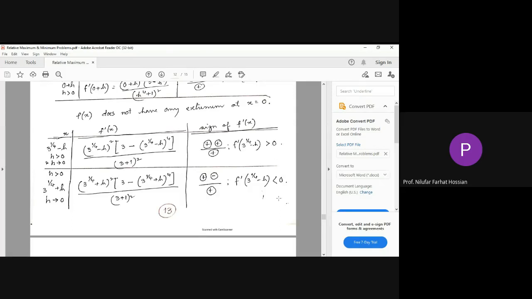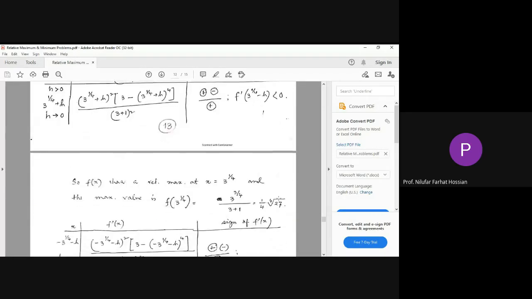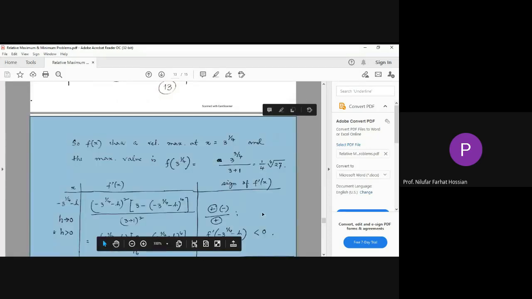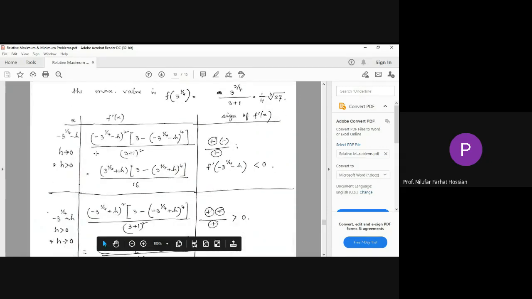So there will be a relative maximum at x equal to 3 to the power 1 by 4. There is a relative maximum here. And now let us check for what? Minus 3 to the power 1 by 4.